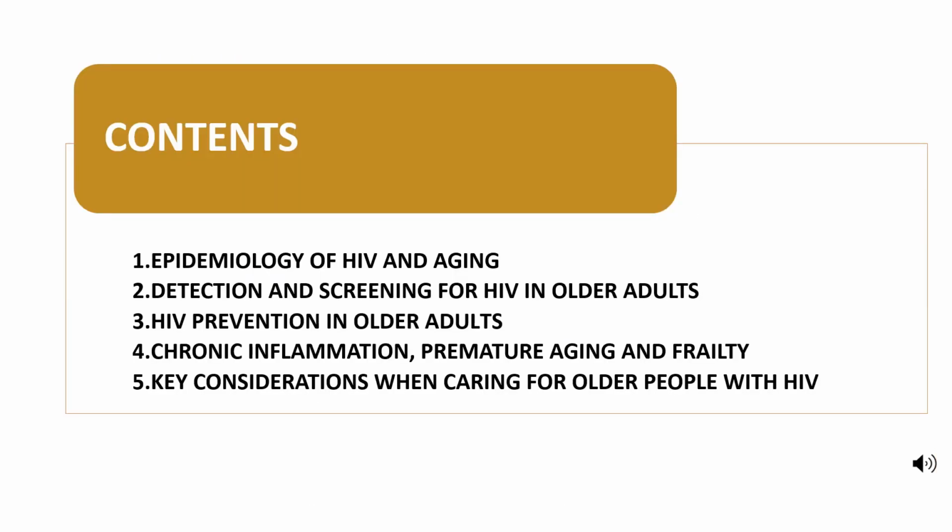In this module, we will cover the following topics: the epidemiology of HIV and aging, detection and screening for HIV in older adults, HIV prevention in older adults, chronic inflammation, premature aging, and frailty. Key considerations when caring for older people with HIV.